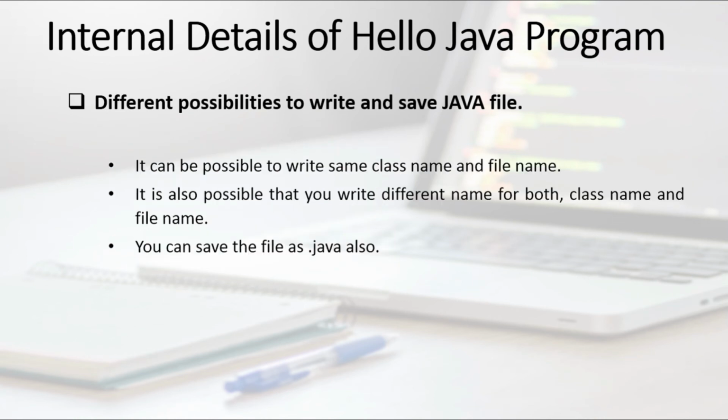Now, what are the different possibilities to write and save the Java file? We have seen that it is possible to use the same class name and file name. We have also checked that it is possible to write a different name for both, the class name and the file name. And the last one that we have to check is that you can save the file as .java also. How will that be possible?